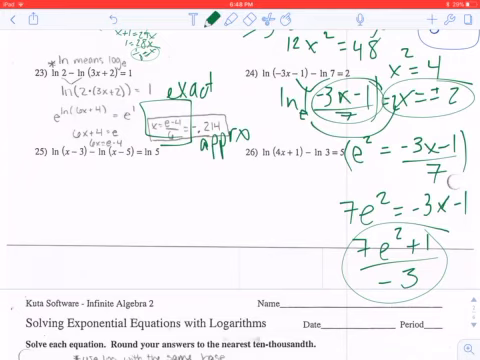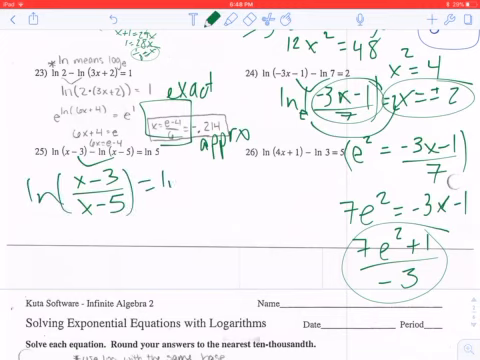The answer key should have the decimal. You can double check yourself, type that in the calculator and see what's happening. Condense the logs here. Drop the natural log on both sides, and we'll get x minus 3 over x minus 5 equals 5.